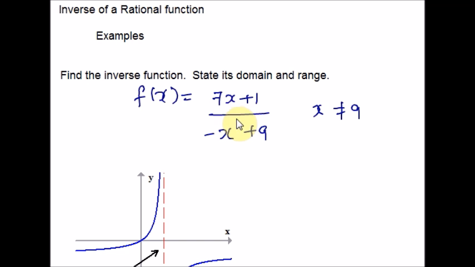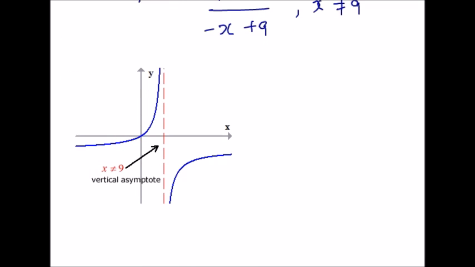Please read the function 7x plus 1 in the top row, negative x plus 9 in the bottom row, under the condition x is not equal to 9. Please look at the graph for this function. So this is the graph for the original function. So maybe when you look at this problem, you already have a quick idea how to approach it now. That is usually the nature of any math problem. Learn the concept by going over some worked examples while highlighting the critical steps.